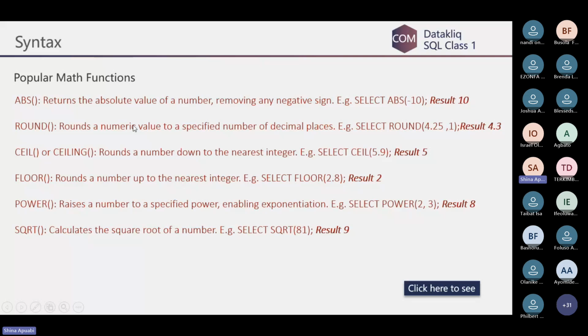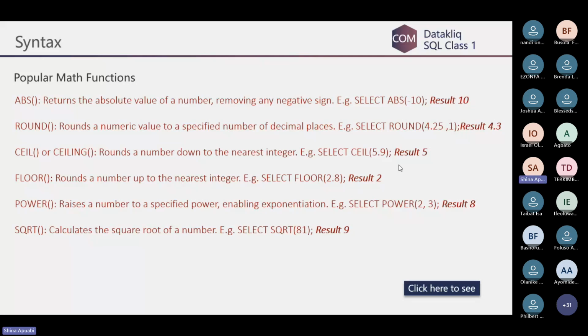Then we have another one called round. I think we must have seen this in Excel, even in Power BI. It's a way to round something up. It always has two variables in there: the number you are focusing on, and the decimal places you want to round it to, just like the Excel one. If we say 1, meaning one decimal place, it will change it to 4.3. If I change this one to 0, it becomes 4. That is how round works.